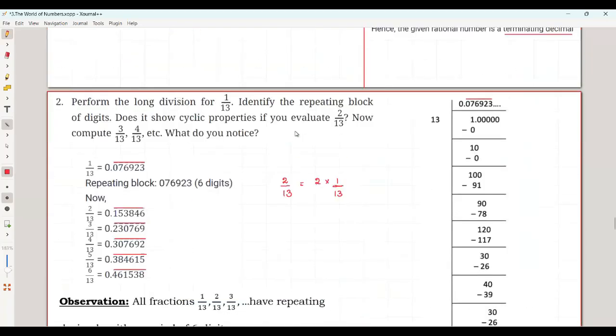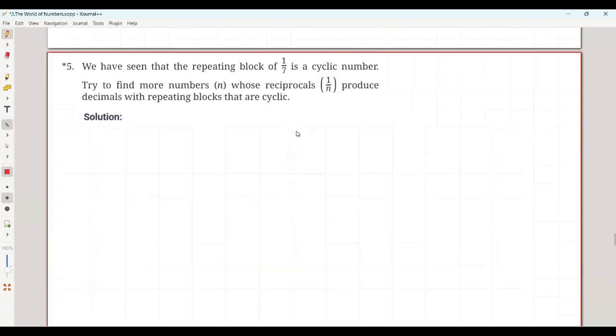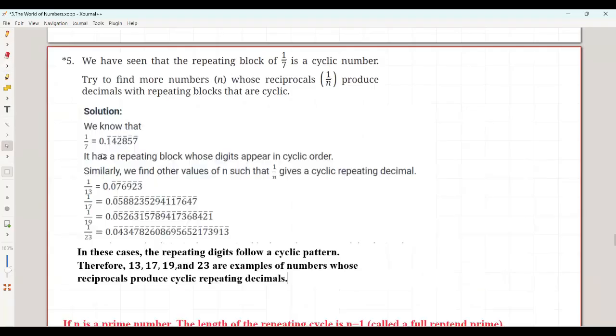The same thing they are asking us here. We have seen that 1 by 7 gives a cyclic answer, so we have to find some other cyclic numbers now. We know that 1 by 7 is 0.142857, and it has a repeating block whose digits appear in cyclic order. The same 6 digits will repeat, then again 6 digits, and so on again and again.